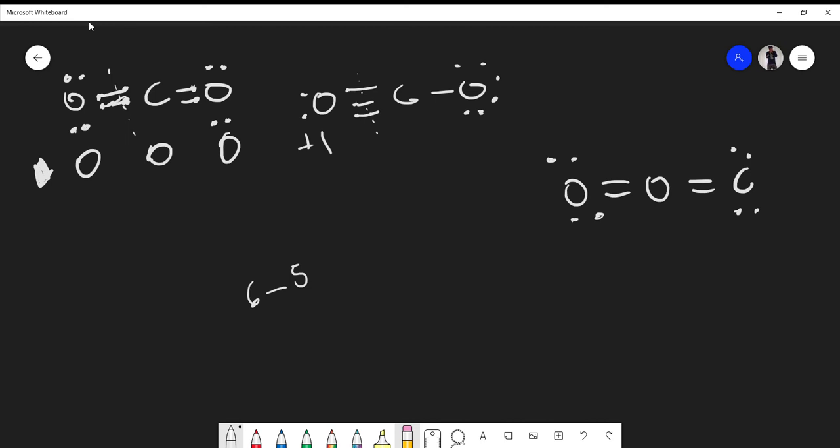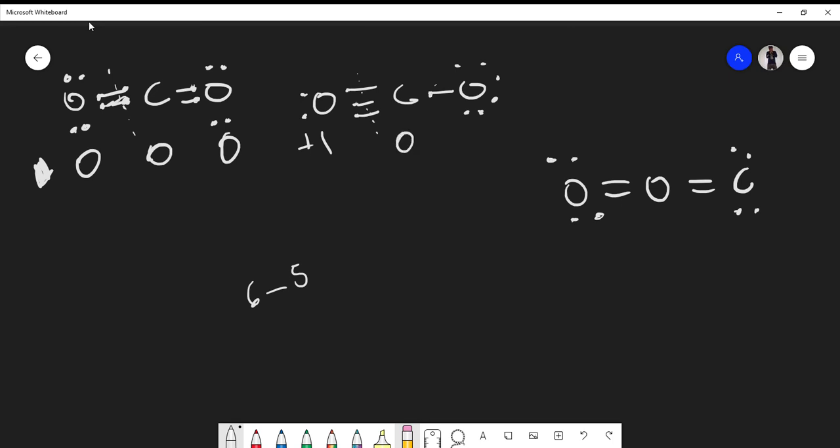How about this carbon? Carbon has 4 valence electrons. I'm going to count how many total electrons are around carbon. So I have 1, which is right here from this carbon, 2, 3, 4. So the formal charge on this carbon would be 0.